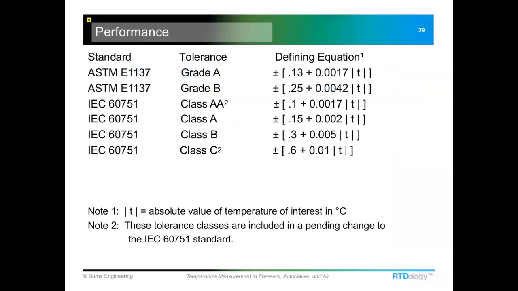At any temperature you may be interested in, you can calculate what that interchangeability number is. At 0 degrees C, this factor drops off, so we're just left with 0.13 degrees C for the grade A or 0.25 for the grade B. And then the IEC standard has a little wider tolerances. So they go up from 0.1 up to this 0.6, which is a new class that they're adding. I think it may actually have already been added in there.